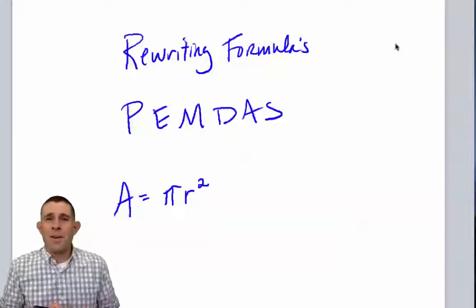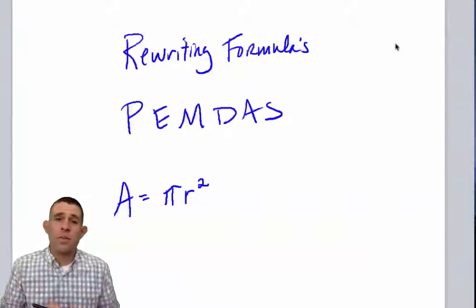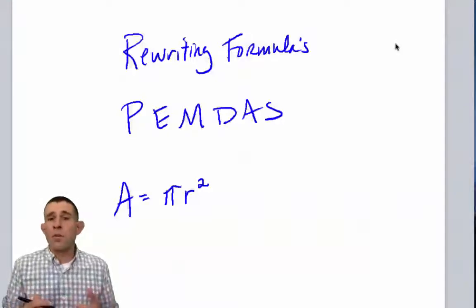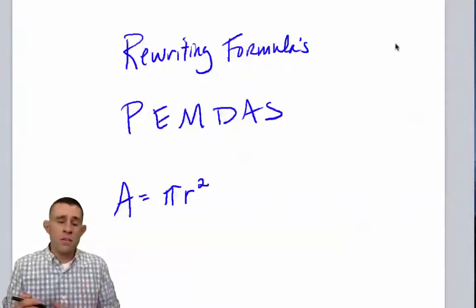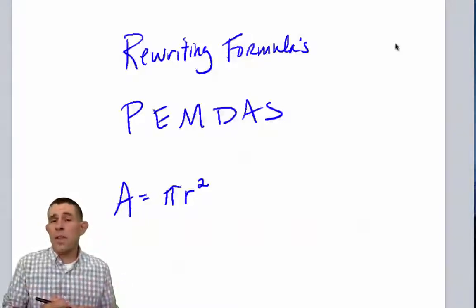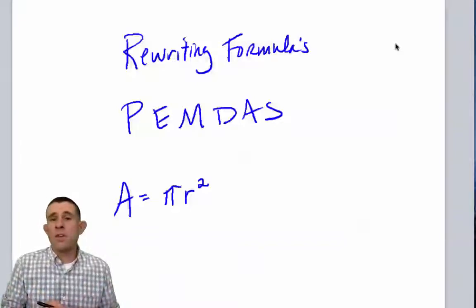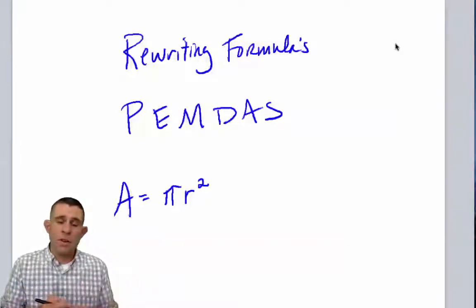Hey guys, today we're going to be talking about rewriting formulas. Now, rewriting formulas is an essential part of algebra. In order to rewrite a formula, we're going to isolate another variable in the formula on one side of the equal sign. And that's going to require us to move some numbers and variables across the equal sign. And when we move them across the equal sign, we want to use our inverse operations.